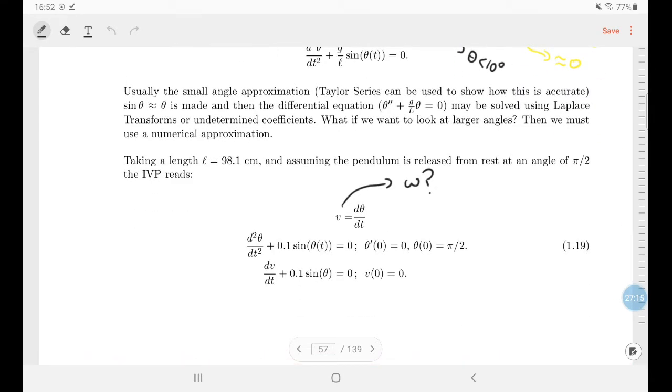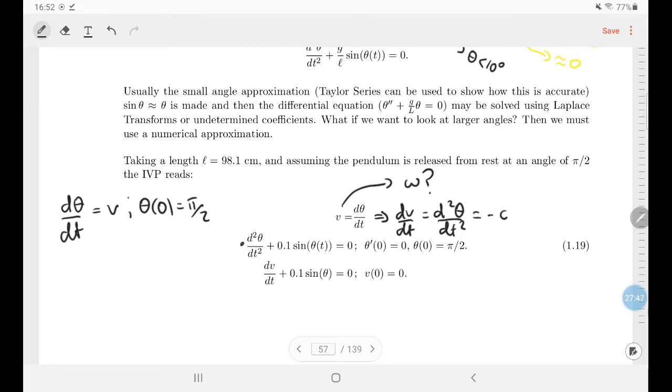So if I put them both together, I get the derivative of theta is V, and the initial value of theta is pi over 2. And then look at the second equation here. The second derivative of theta plus whatever. If I differentiate both sides here, I get dv dt is equal to the second derivative of theta, and then take away that 0.1 sine theta, you get that this is minus 0.1 sine of theta. So you get that dv dt is minus 0.1 sine theta.